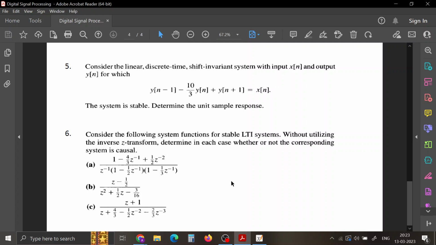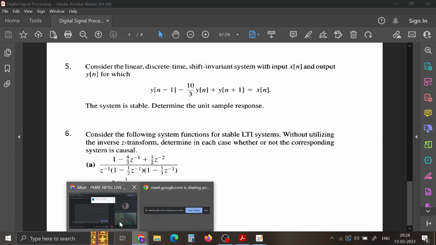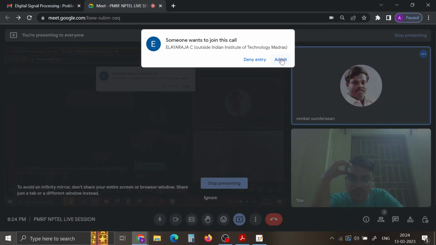Then I have to get H(e^{jω}) equal to Y(e^{jω}) divided by X(e^{jω}). I will be getting H of omega. Correct, correct.